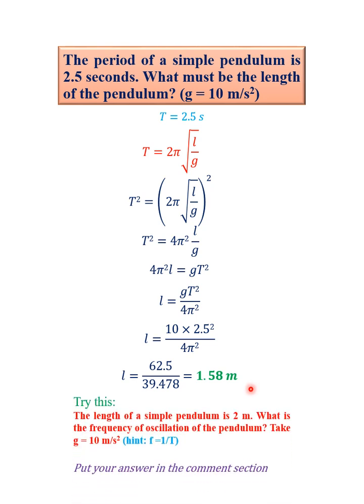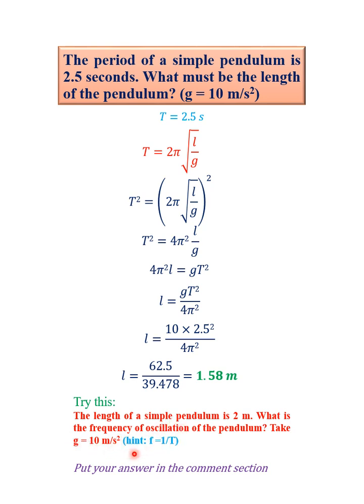Now, see the simple question for you to do. The length of a simple pendulum is 2 meters. What is the frequency of oscillation of the pendulum? Take g equals 10 meters per second squared. It is a very simple question.